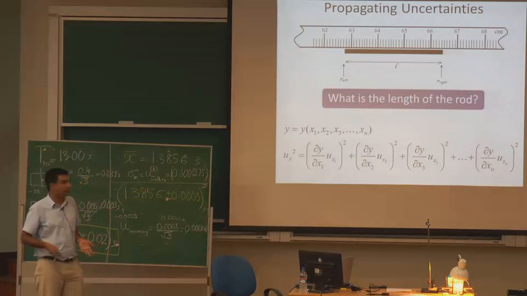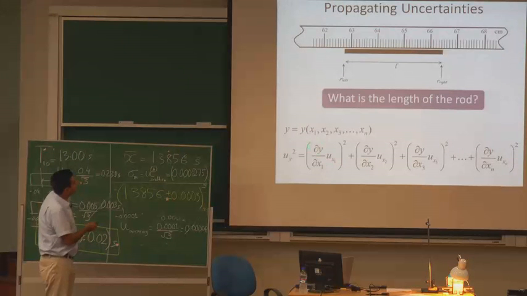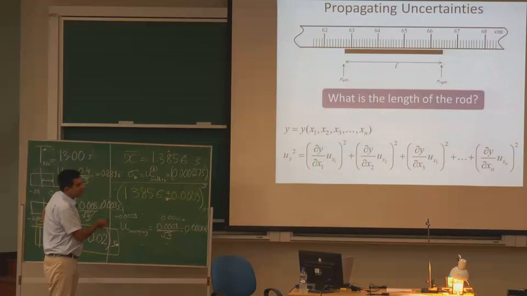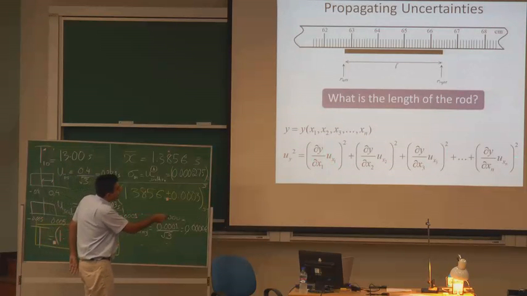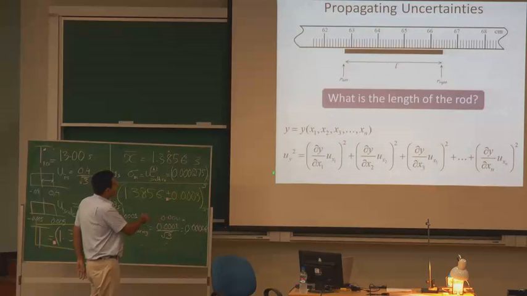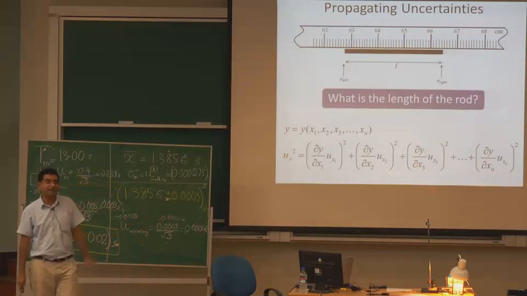So how I would do it is, I would take the derivative of this function with respect to x1. This is the derivative or the partial derivative multiplied with the uncertainty in x1 and square it. Then I find the derivative of this function with respect to the second variable, multiply to the uncertainty in the second variable, square it, and then I add up all of these terms. And this will be the square of my uncertainty, the final result.